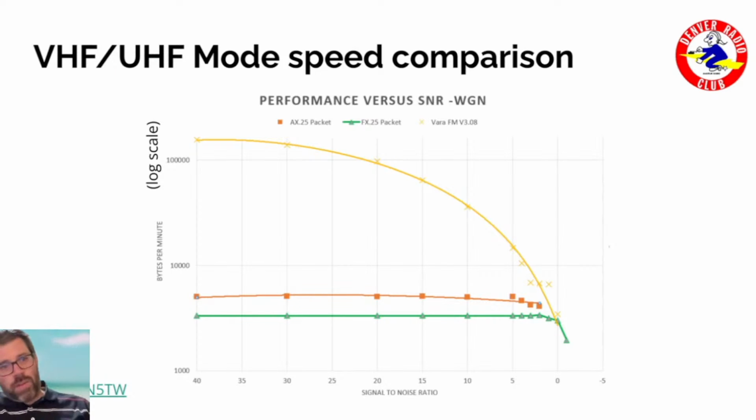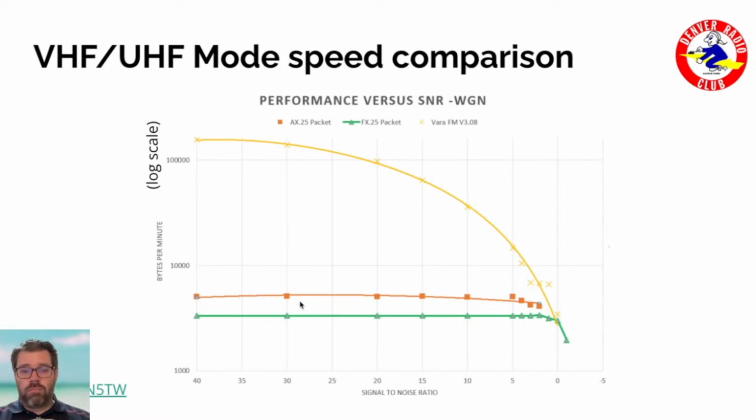On the other end of the scale, we have this VHF UHF comparison. Up here at the top, this yellow line is VARA FM, and they had to put this graph in log scale because VARA FM is just so much faster than packet radio. It just blows it out of the water. It's more than an order of magnitude, more than 10x speed under good conditions, and even under bad conditions. This scale goes from the best condition over on the left to worst condition on the right, almost down into the noise. VARA FM beats packet radio in terms of speed.